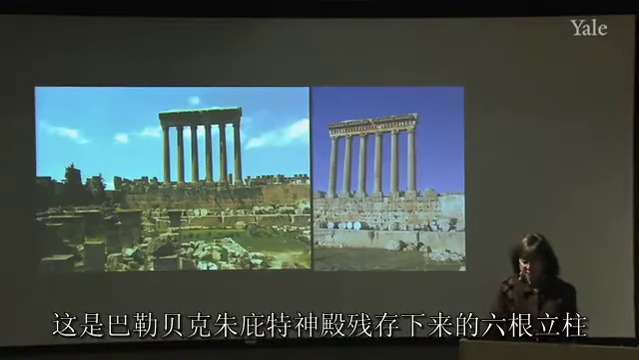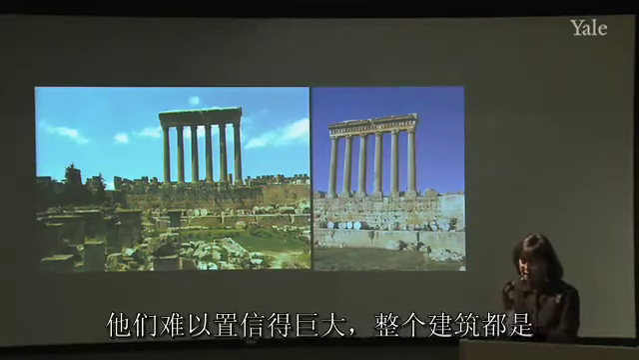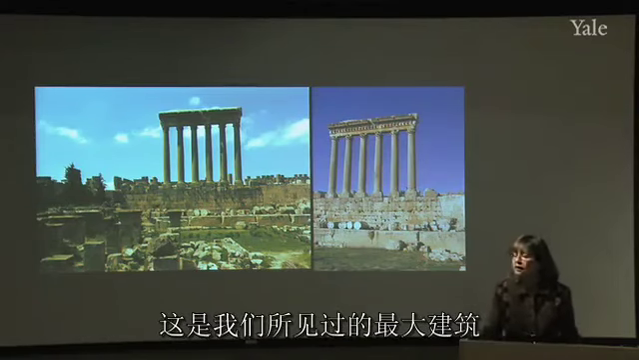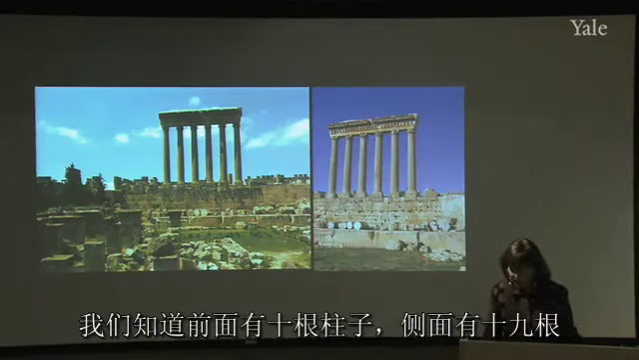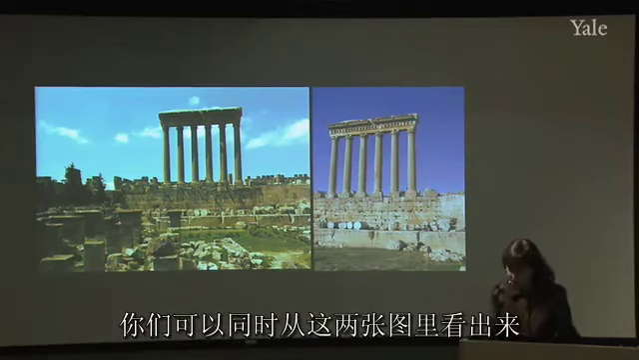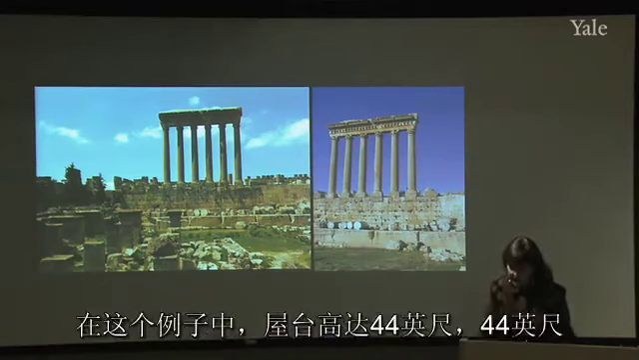These are the 6 columns that are preserved of the Temple of Jupiter at Baalbek. The whole structure is incredibly large. This is the biggest building we've seen thus far. We know there were 10 columns in the front, 19 on the sides. They're again made out of honey-colored local limestone, as you can see so well in both of these views. In this case, the podium was 44 feet tall.